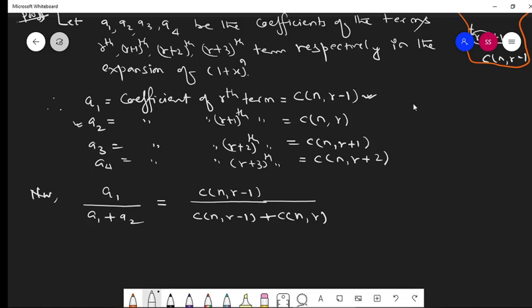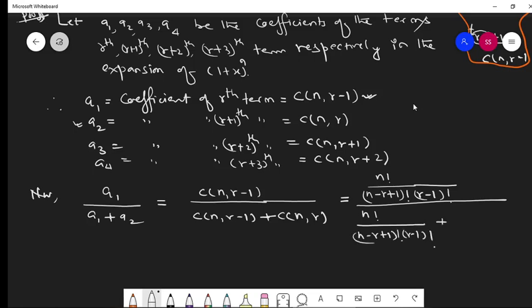Then we can do this in expanded form, that will be easier to understand. We can write C(n, r minus 1) as n factorial over (n minus r plus 1) factorial times (r minus 1) factorial. Don't be confused about that. This is the first pattern, and over this is the same, n factorial by (n minus r plus 1) factorial times (r minus 1) factorial, plus C(n, r) is n factorial by (n minus r) factorial times r factorial. First step we have done in this way.